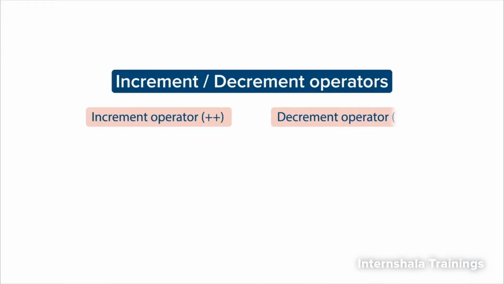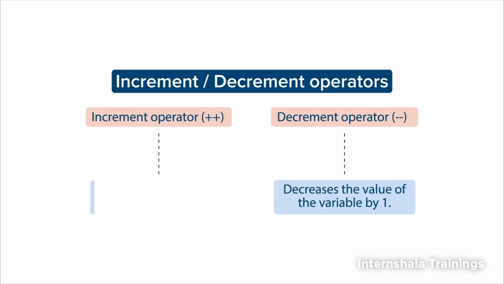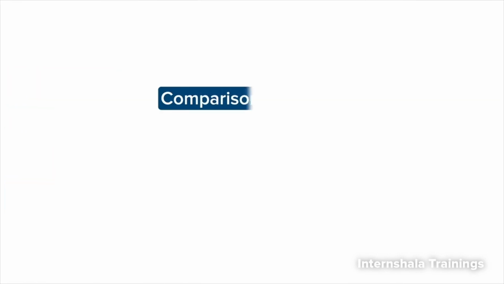Next, we have increment and decrement operators, which work exactly the same as in case of PHP without any modifications. That is, using the increment and decrement operator on our variable, we will increase or decrease the value of the variable by 1 respectively. We will now move on to the comparison operators.